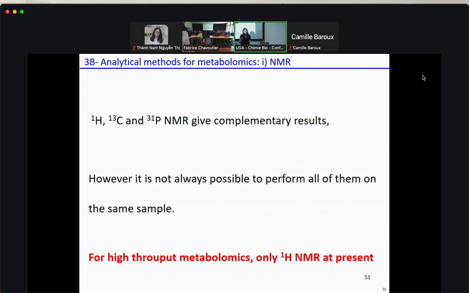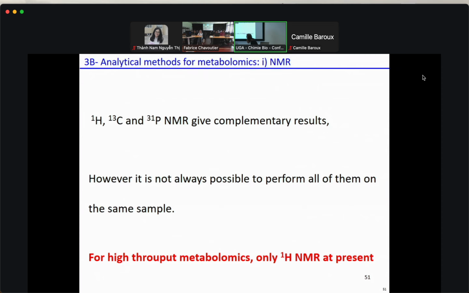So if I perform proton NMR, I am at the frequency of the proton. I do not see the other nuclei. I only see the hydrogen nucleus. This is the same for the other nuclei.